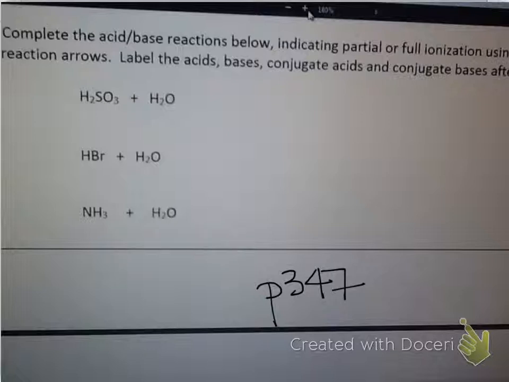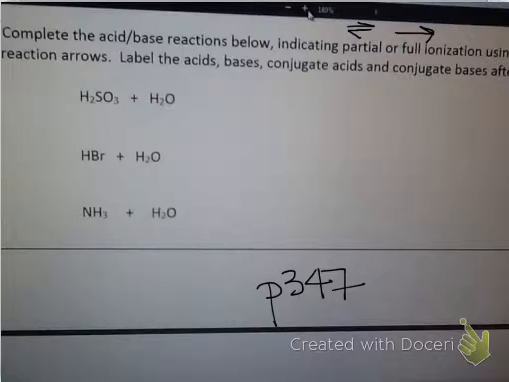It says indicating partial or full ionization, so whether or not we're going to partially ionize or fully ionize, using reaction arrows. It says to label each compound as an acid, a base, a conjugate acid, and a conjugate base as well. So let's put it all together.